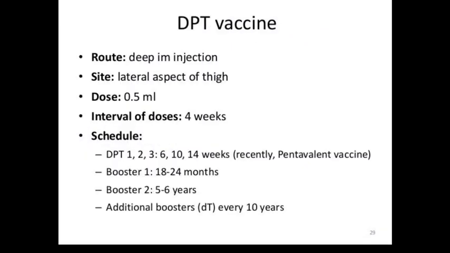DPT vaccine. The route of administration is intramuscular injection. The site is lateral aspect of thigh. Dose is 0.5 ml. Interval of doses is 4 weeks. Schedule: DPT 1 to 3 at 6, 10, 14 weeks. Recently, pentavalent vaccines. Booster 1 is at 18 to 24 months and booster 2 is at 5 to 6 years. Additional boosters every 10 years.